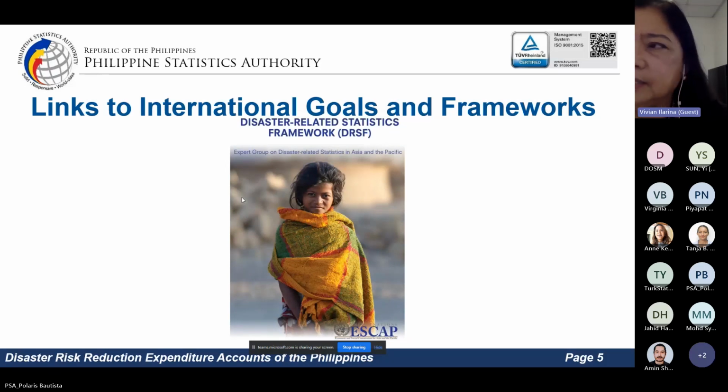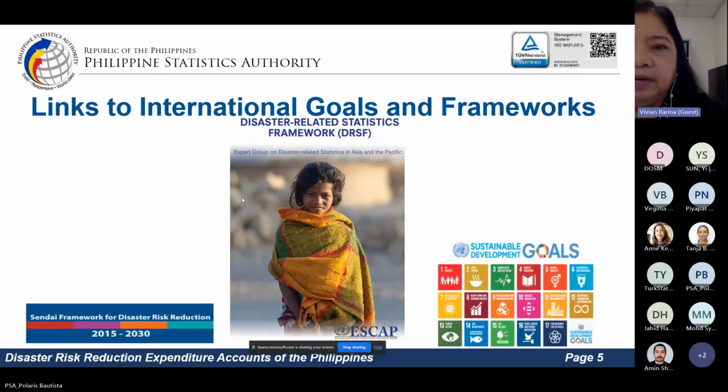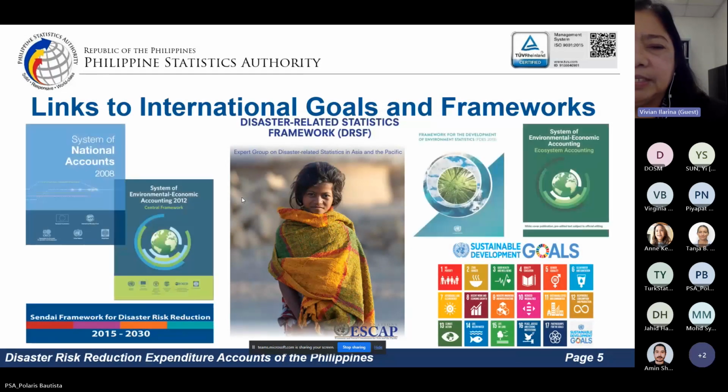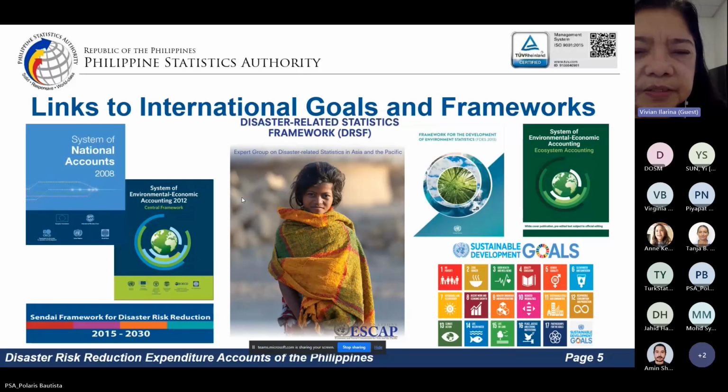Now, we are looking at the different international frameworks that we have now. We consider, of course, as the first reference, the System of National Accounts. The System of National Accounts is an international framework that provides guidelines on how to compile all the economic activities, record them, and look at the performance of the economy.